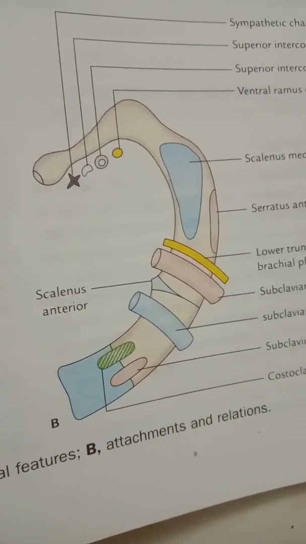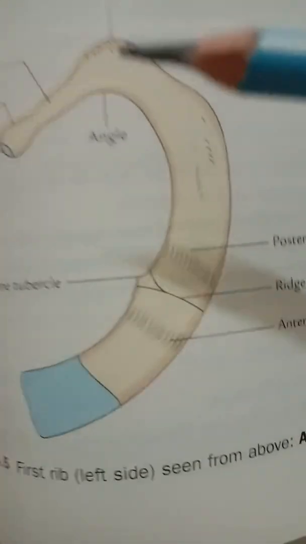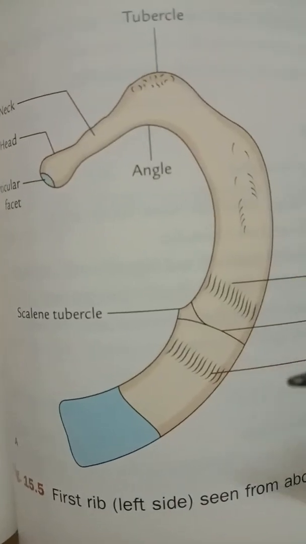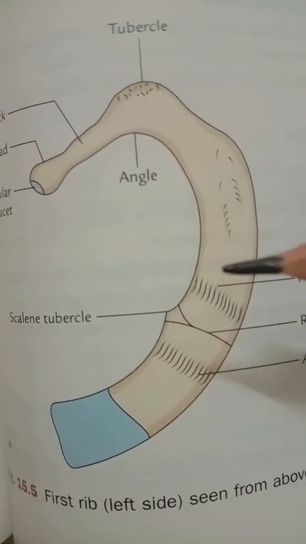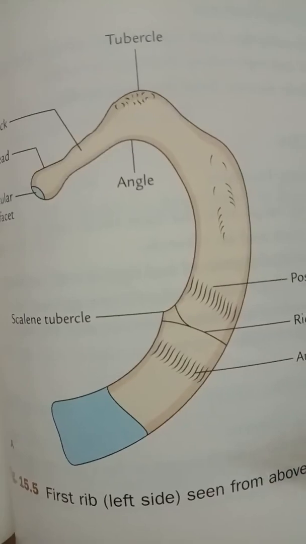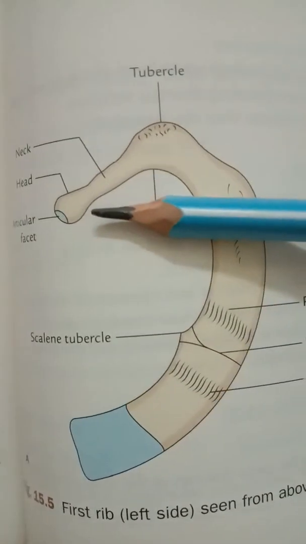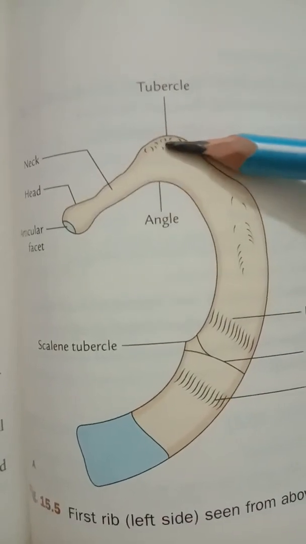After that, let's see the ossification of the first rib. The first rib is ossified from one primary center for the shaft and only two secondary centers, one for the head and the other for the tubercle.